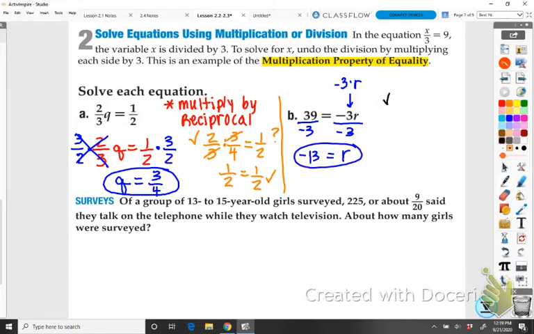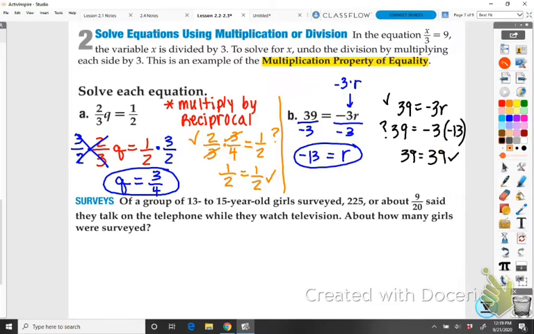And again, one more check, 39 equals -3R. If you replace the R with a -13, ask yourself, does that equal 39? The answer on this one is yes. So 39 equals 39.